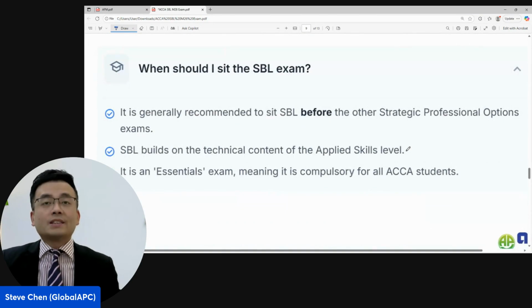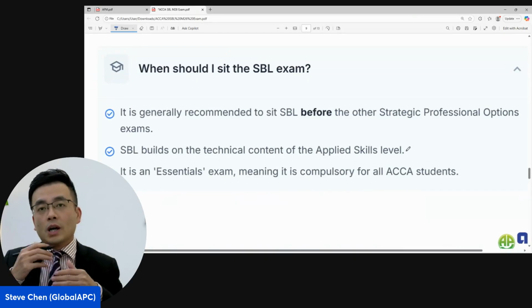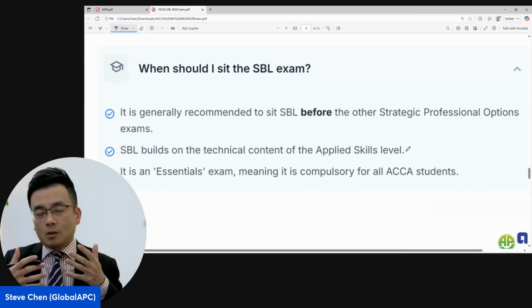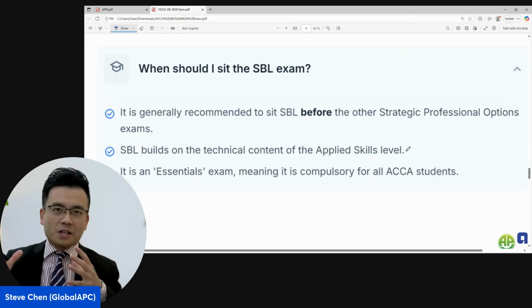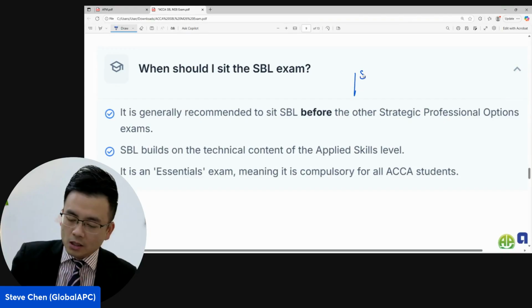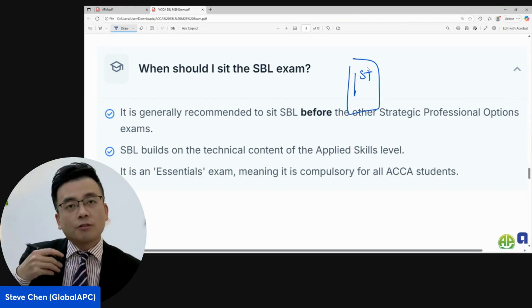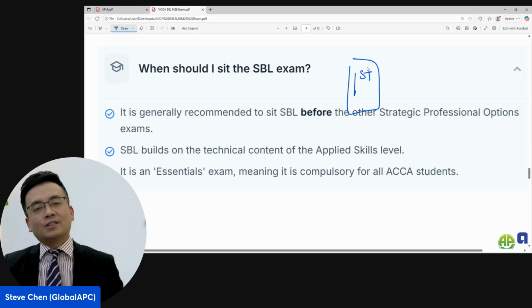When should I sit the SBL exam? Well, if you're working in a real company or very interested in business analysis and practical stuff, not theories, I highly recommend you choose SBL as your first paper when you step into the Strategic Professional level study.